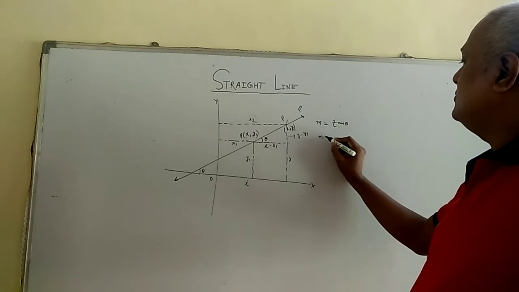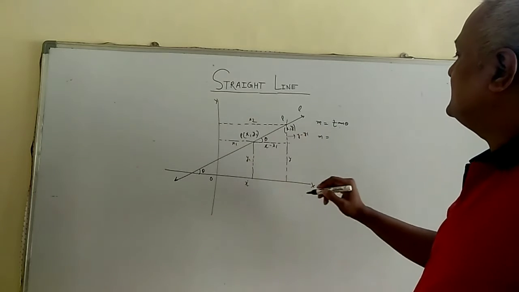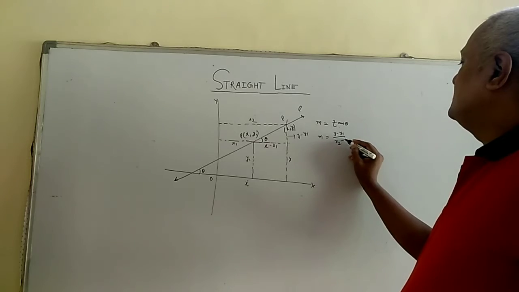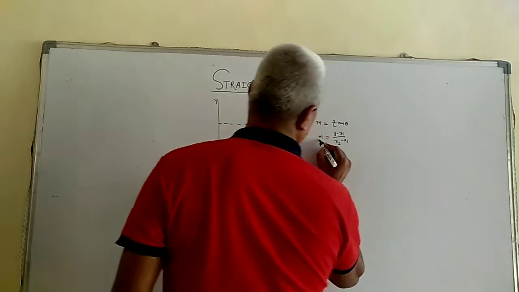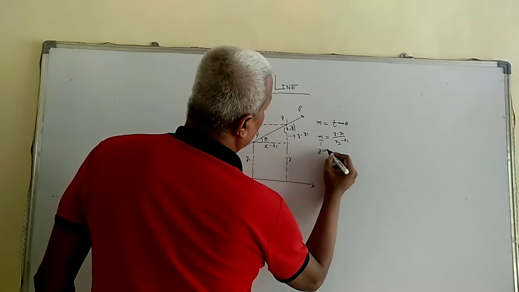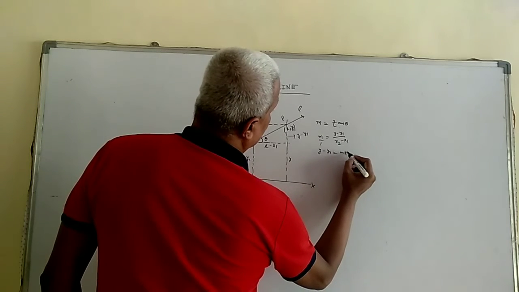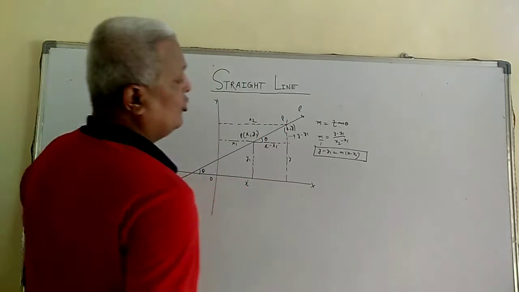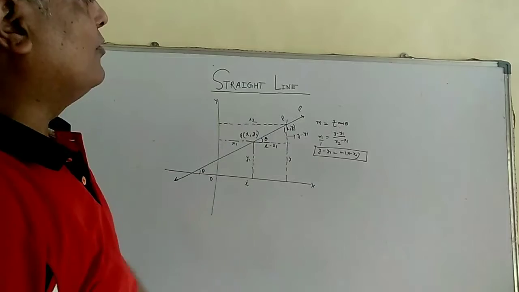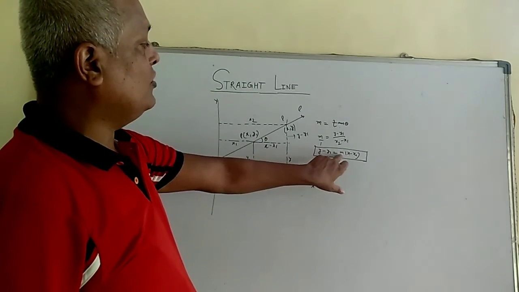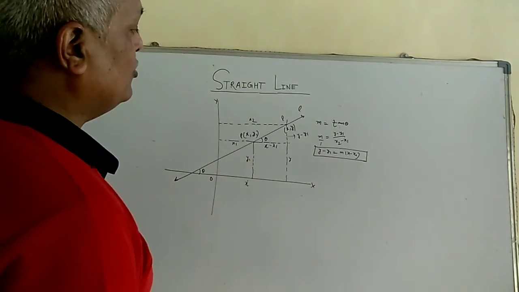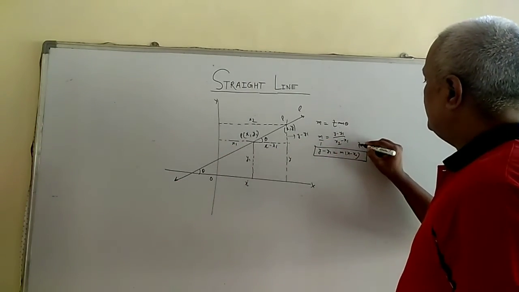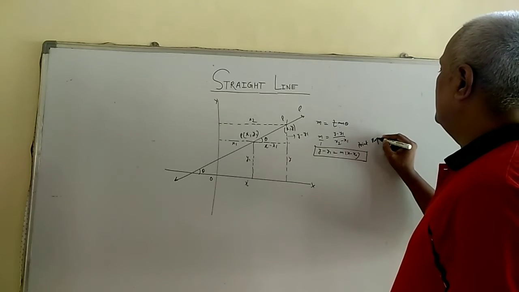So you write m equal to tan theta, and what is tan theta? Opposite upon adjacent. So it is y minus y1 upon x minus x1. So if you just cross multiply, this becomes y minus y1 is m times x minus x1. This is the equation of a straight line, called the point slope formula, where m should be known and x1, y1 should also be known. So this is called the point slope form.